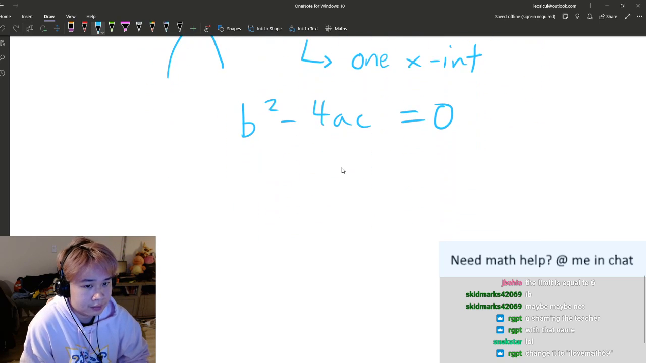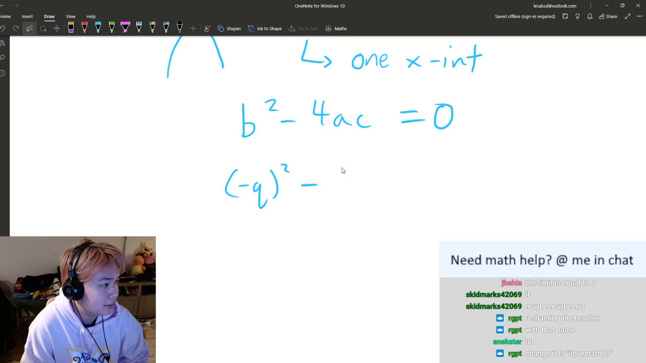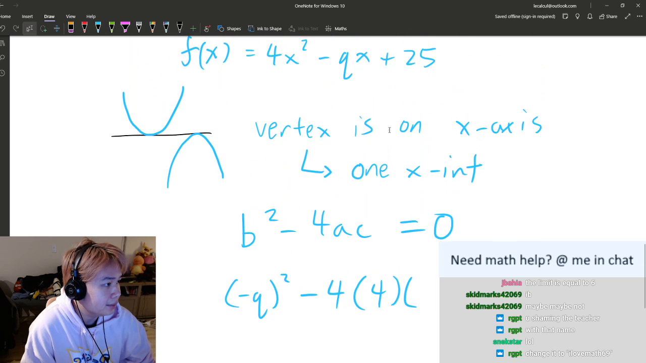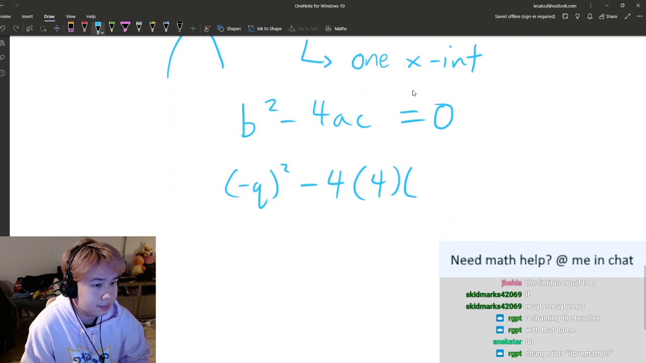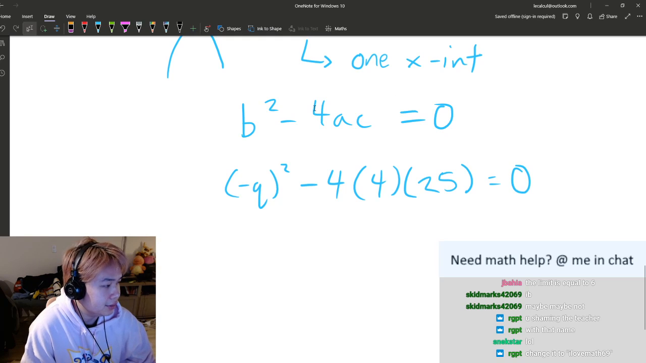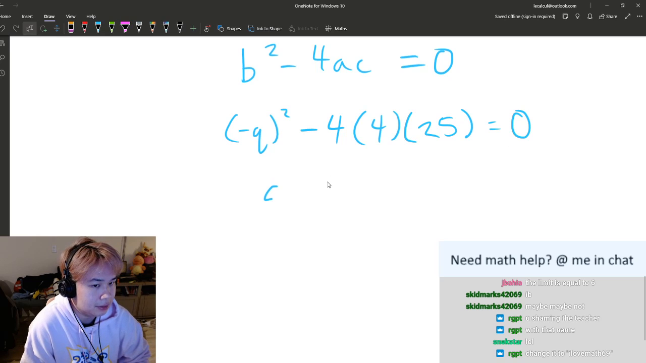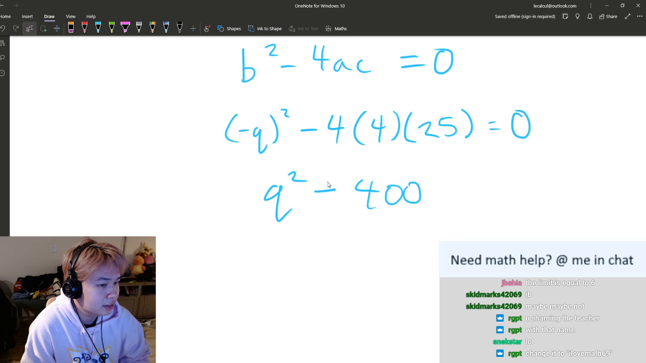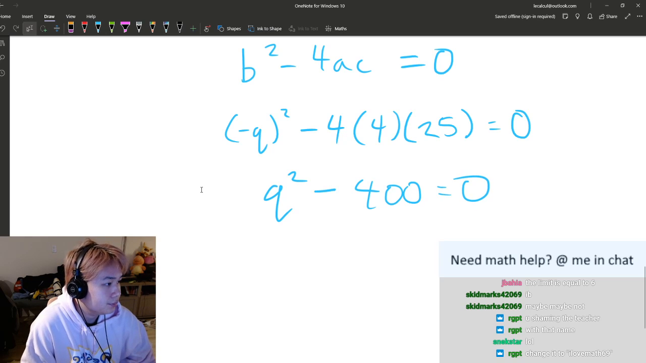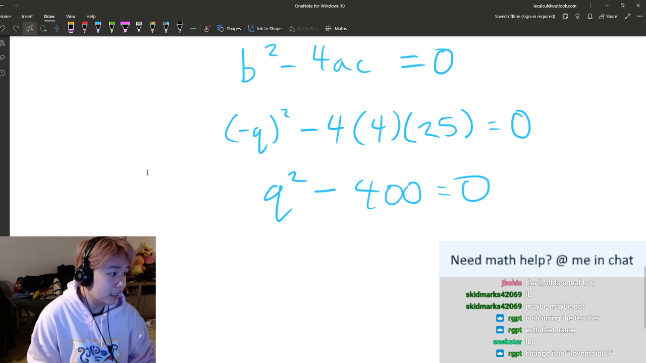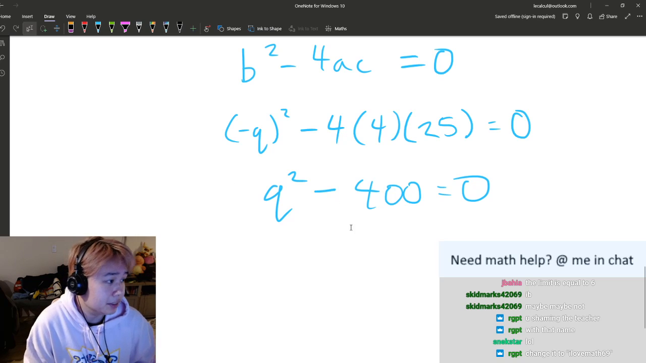And you know what b, a, and c are, more or less, so then you can solve for q, knowing this stuff. So this is negative q squared minus 4 times 4 times 25. And then you just solve for q from here. Negative q squared is q squared, of course. And then this is just 400. And then I trust you can take it from here.